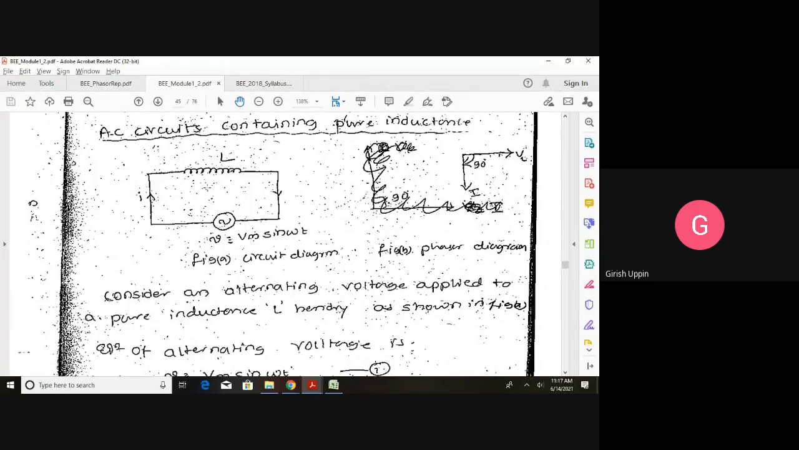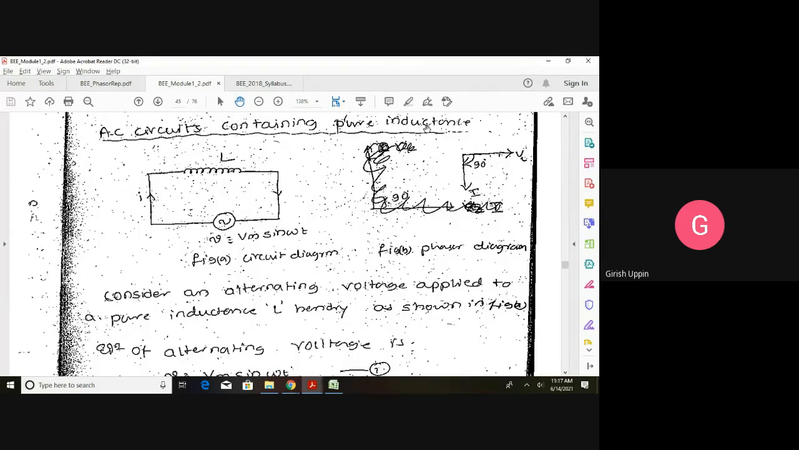Meaning if it is a steady current, inductance won't oppose, but if the current is changing, then it will oppose. And we know that in the case of an alternating voltage which results in a current, that current is an alternating one, so that alternating current is opposed by the inductance. And L is the self inductance of this particular coil.